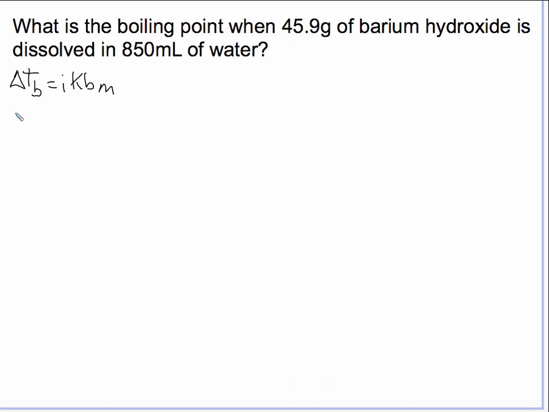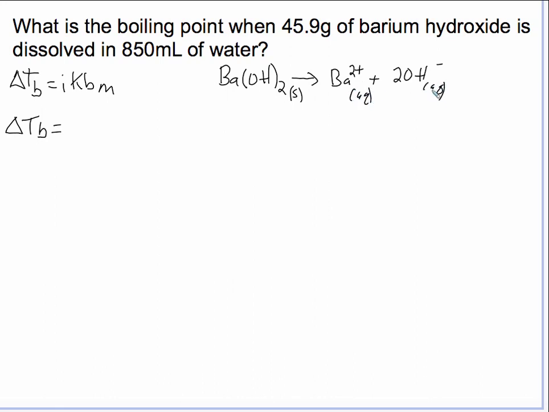Okay, so the first thing is if it says what is the boiling point, that means to begin with we're going to solve for the change in temperature boiling. So we have to get the van't Hoff factor. You get it the same way that you got it for the freezing point depression problem. So you would go Ba(OH)2 is barium hydroxide. So when you put solid barium hydroxide in water, it's going to dissociate into barium ions and hydroxide ions. But you need 2 hydroxides for every 1 barium. So that's what it would do when you put it in water.